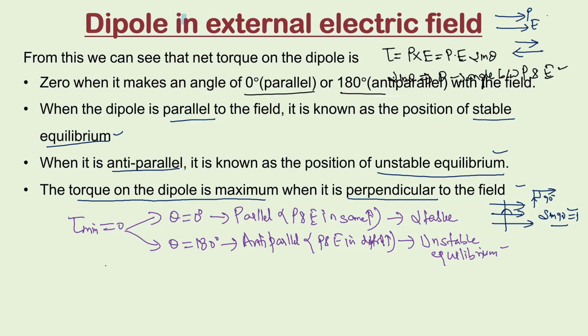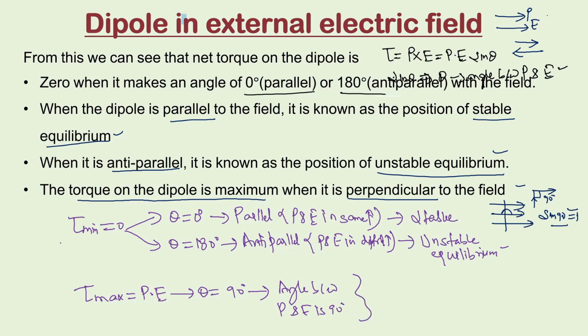And tau will be maximum, its value is equal to P into E. It only occurs when theta is equal to 90 degrees. This indicates that the angle between P and E is 90 degrees. So the magnitude of the torque depends entirely on the placement of the dipole in external electric field.